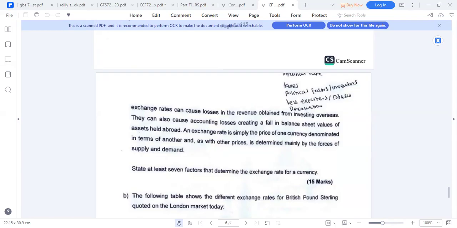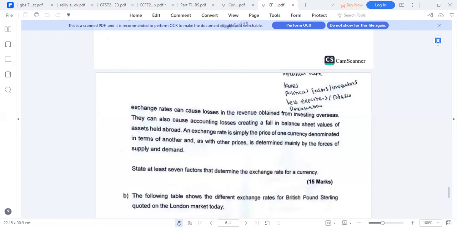High interest rates in a country will attract foreign capital, increase demand for its currency and cause its value to appreciate relative to other currencies. So inflation rates also: countries with lower inflation rates generally see appreciation of the value of their currency because their purchasing power increases compared to other countries.